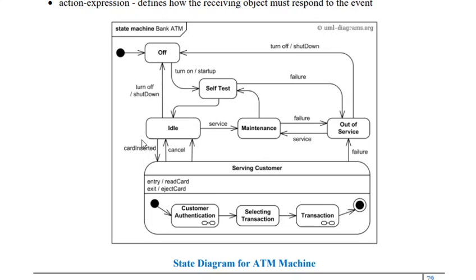state chart diagram for an ATM machine, where we try to reflect various states of an ATM machine. We've seen how to represent the complex state, and we've seen how to represent the simple state, and we've seen how to represent the state transition.